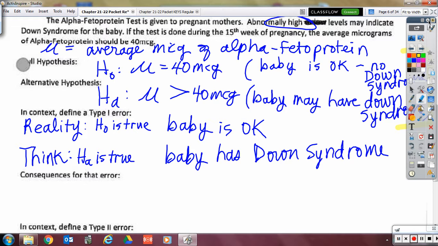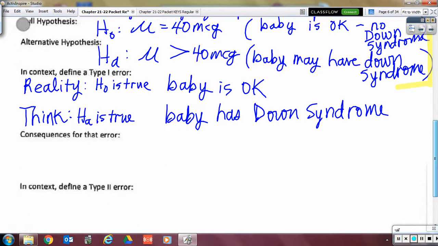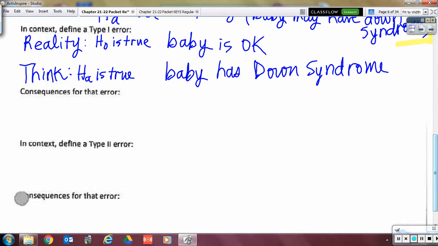Okay, so let's go ahead now and do the consequence. What would be a consequence of the baby actually being okay, but you go tell the mama that the baby has Down syndrome? Okay, good. So the mother freaks out. In an extreme situation, what might happen? Maybe, in a very horrible case, the mom thinks that she doesn't want the baby anymore, and so she goes through the adoption process or the abortion process.